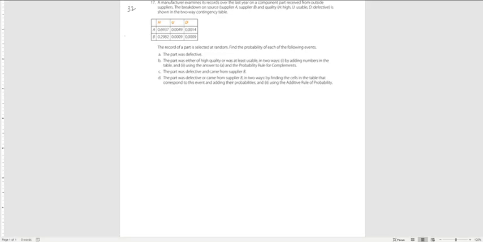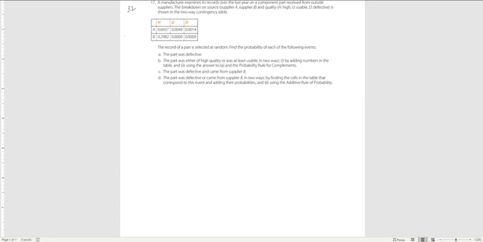Now we're into a problem that looks like it's trying to be a little more realistic. So we're in Chapter 3, Section 2, problem number 17. A manufacturer examines its records over the last year on component parts received from outside suppliers. The breakdown on source, supplier A, supplier B, and quality, H high, U usable, D defective, is shown in the 2A contingency table.